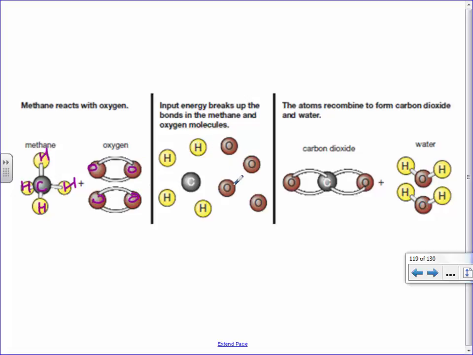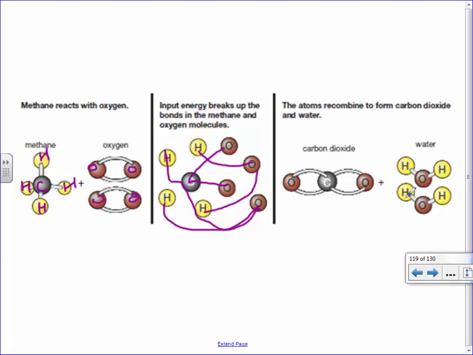Then all of the bonds break. Right? Every single bond breaks. So this one, this one, this one, this one, that one, that one, that one, that one, they all break. So all of these molecules have no more bonds anymore. And then we rearrange them around. So like this carbon takes that oxygen and that oxygen. And this oxygen takes that hydrogen and that hydrogen. This oxygen takes that hydrogen and that hydrogen. And they've now rearranged.